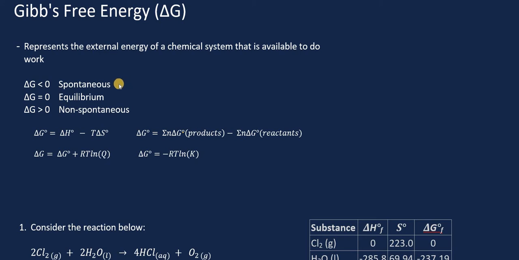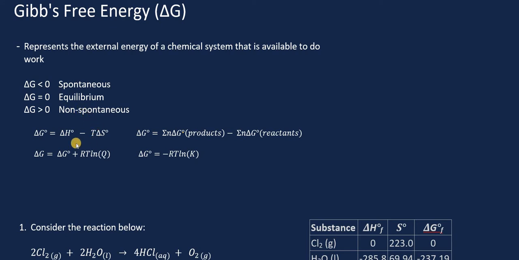If your Gibbs free energy is negative, if it's less than 0, your reaction is always spontaneous. When your Gibbs free energy is equal to 0, your reaction is at equilibrium. And when Gibbs free energy is positive, when it's greater than 0, your reaction is always non-spontaneous. So Gibbs free energy has the final say on when a reaction is spontaneous and when it isn't.